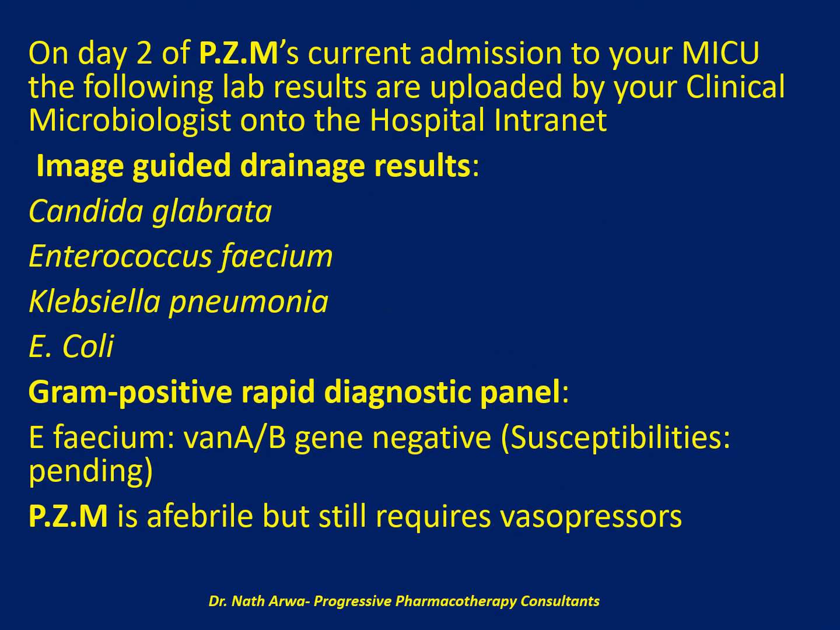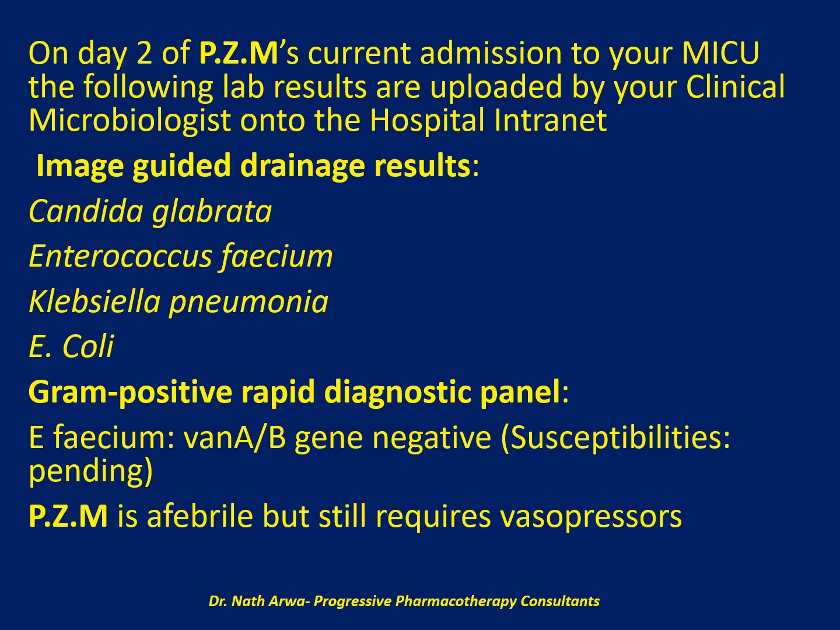And it reads, on day 2 of PZM's current admission to your medical ICU, the following lab results are uploaded by your clinical microbiologist onto the hospital intranet. The image-guided drainage results have grown Candida glabrata. They've also grown Enterococcus faecium, Klebsiella pneumoniae, and Escherichia coli. Then the gram-positive rapid diagnostic panel shows Enterococcus faecium, which is VanB/VanA negative, and susceptibilities remain pending.